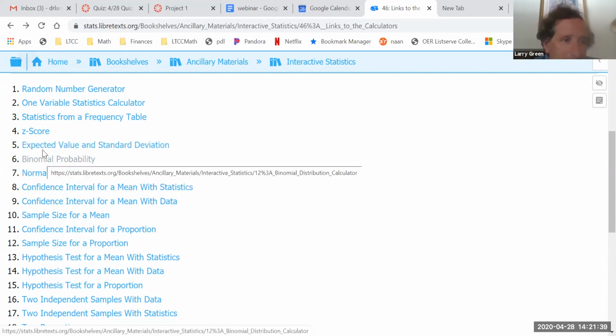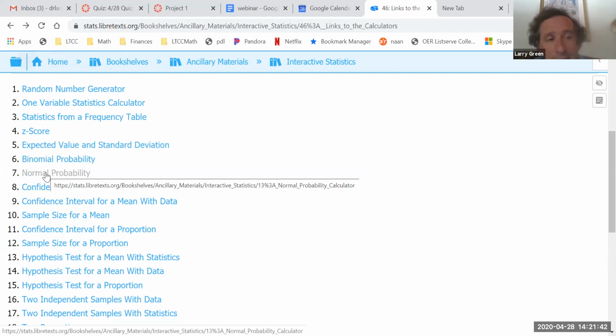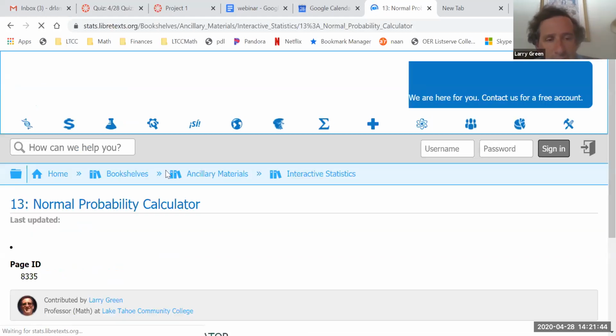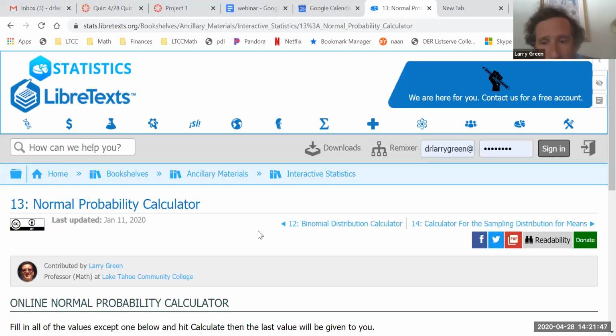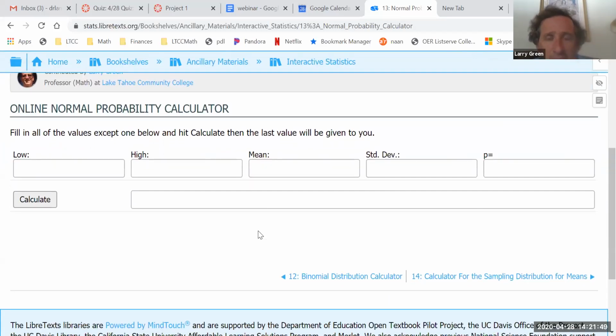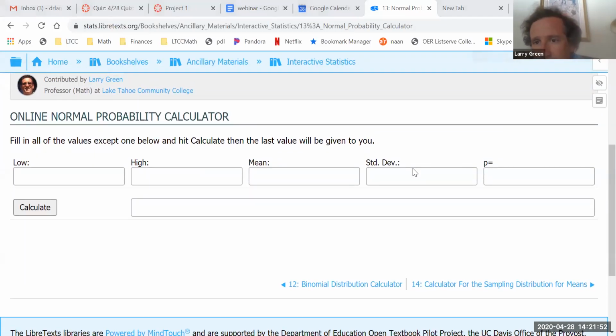Notice we've already done expected value, binomial probability. Now we're on normal probability. So let's do a normal probability. The way I programmed it is I ask you for the low. The low in this case was 100, because x has to be greater than 100. The high in this case was 120. The mean was 114, and the standard deviation was 23.